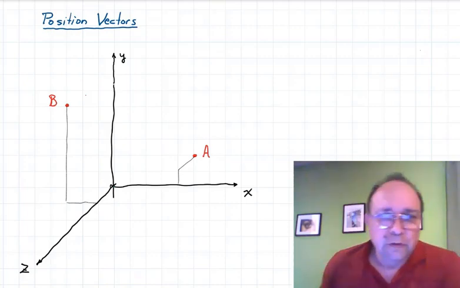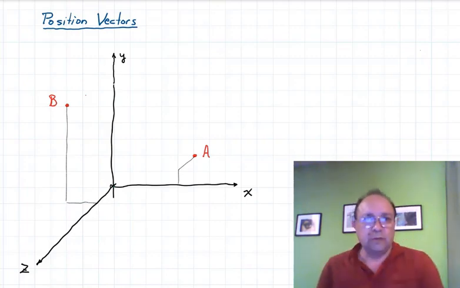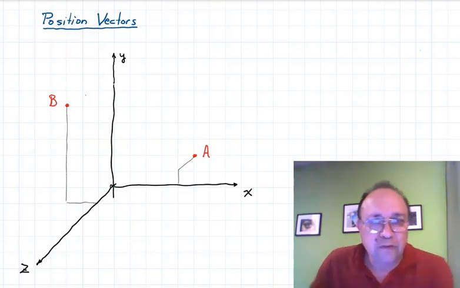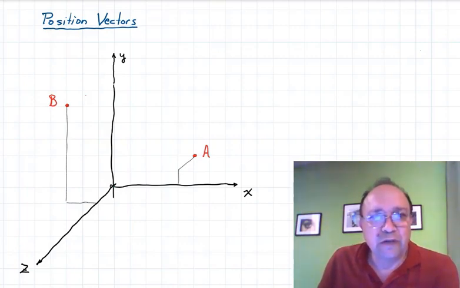Okay, today we're going to talk about position vectors. What is a position vector? A position vector is a vector that allows you to locate a point with respect to another point.